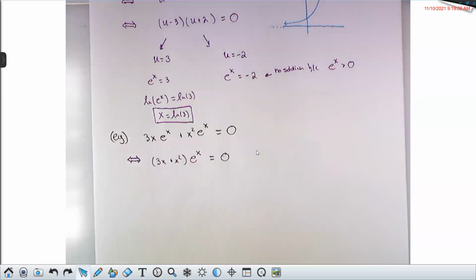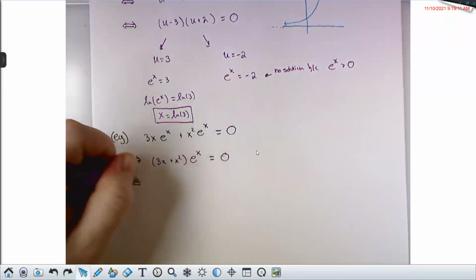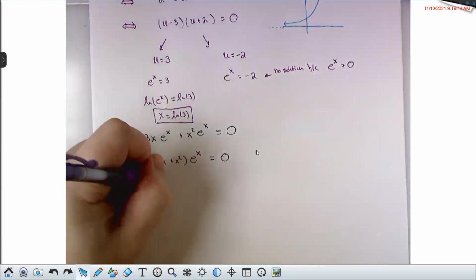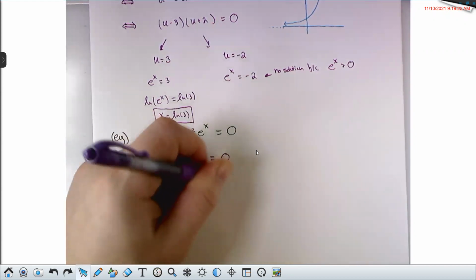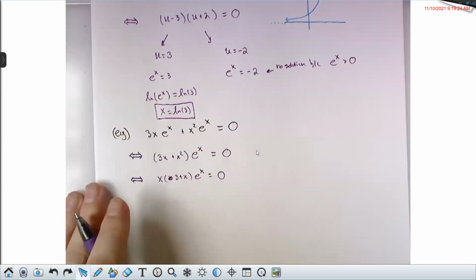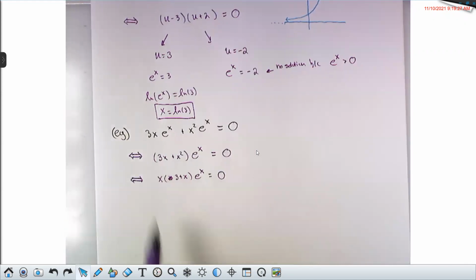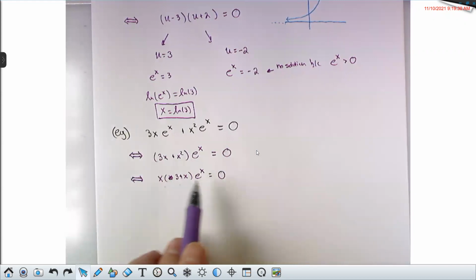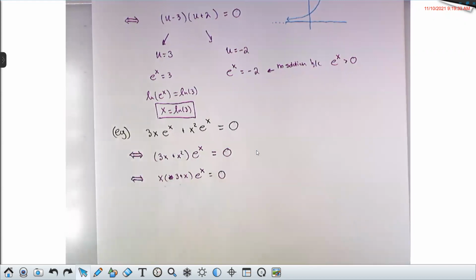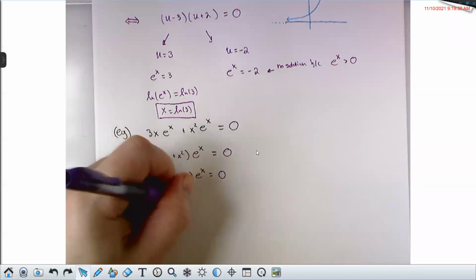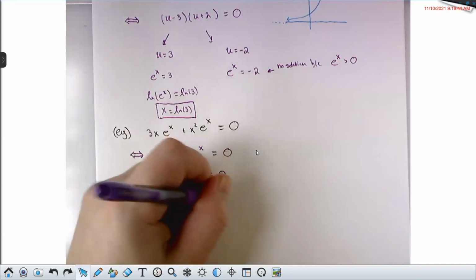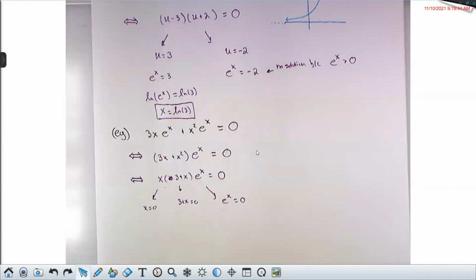So I can factor out an e to the x, and what's left is 3x plus x squared. And then in the 3x plus x squared, I can factor out an x. I get x times 3 plus x times e to the x equals 0. And now this is fully factored. I've got something times something else, all equal to 0. That means either x is 0 or 3 plus x is 0 or e to the x is 0.